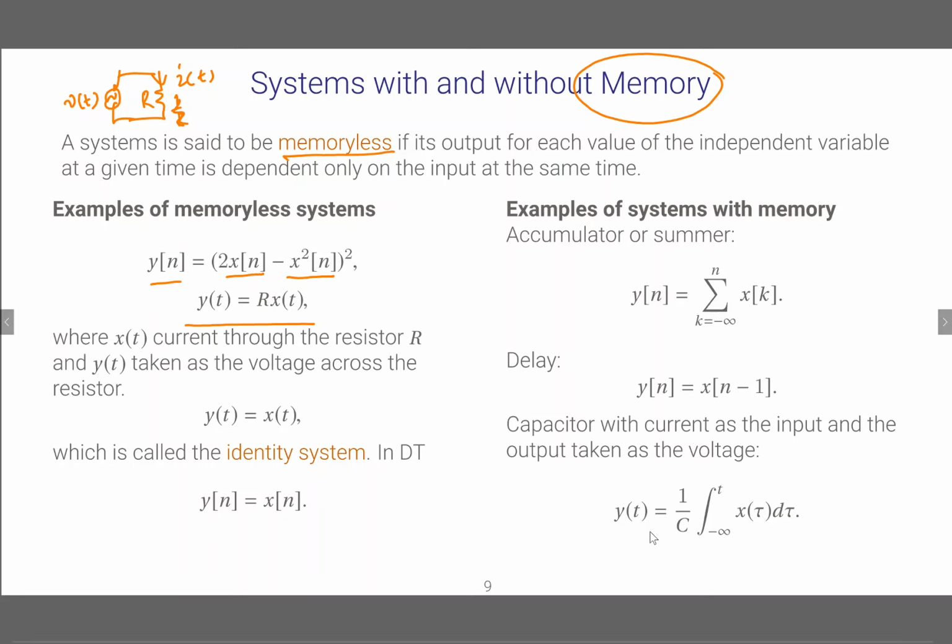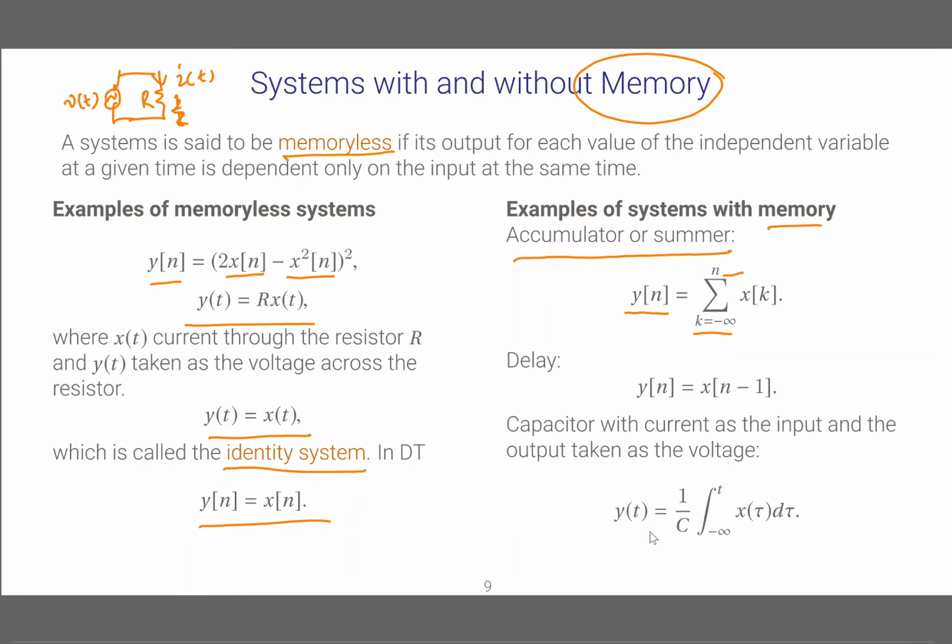Now if you take the identity system, that is also memoryless: y(t) equals x(t), y[n] equals x[n]. All these are memoryless systems. But if you take this special system called the accumulator, where it sums from k equals minus infinity to n, all the samples up until the current sample, you can see it has memory. It remembers the previous samples. That means this current output y[n] depends on all the previous samples. It does not depend only on the current input x[n], but also the previous values.